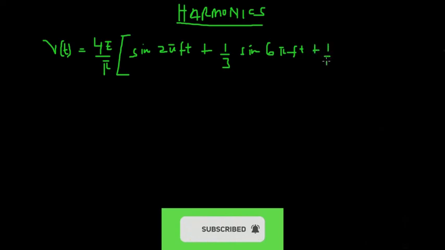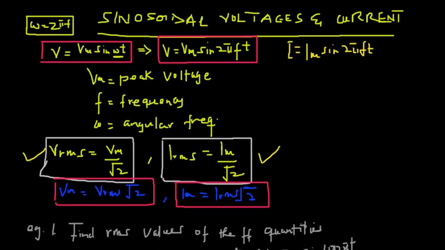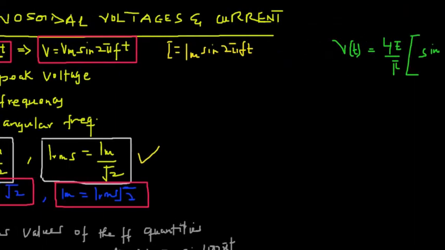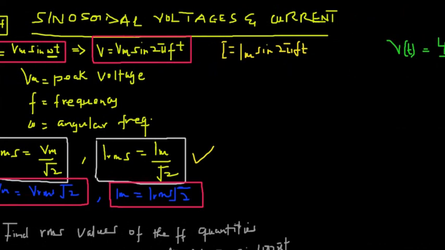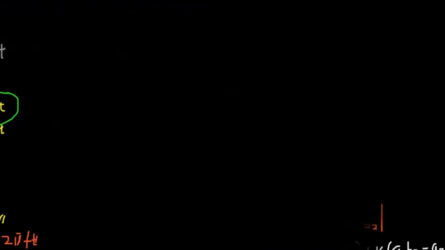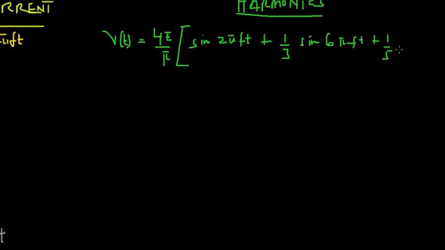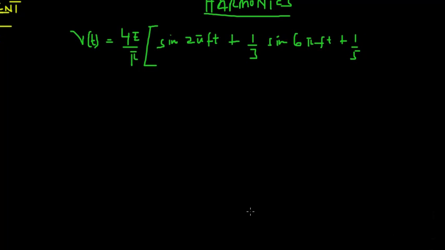So harmonics could be a series of these sinusoidal voltages and sinusoidal currents. You could notice that we have the same sequences. Let's take this example, something like this, with these sequences repeating themselves.